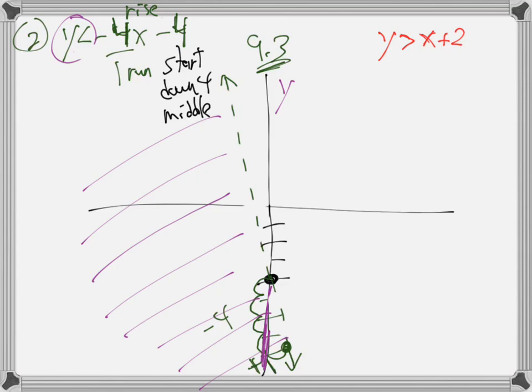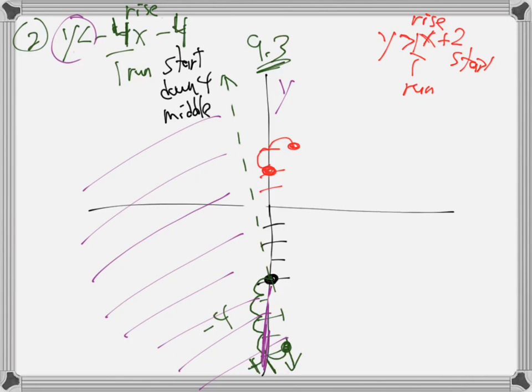Where do we start for graphing the red one? 2. Start at 2. That's positive 2, up to 1, 2, right there. And then how do we find our second dot? 1 over 1, yeah. Rise over run. So that means go up 1, over 1. If there's nothing in front of the x, then it's just 1 times x, because that's the same as x, and 1 over 1 is just 1.